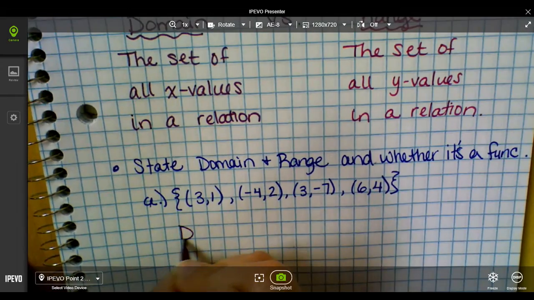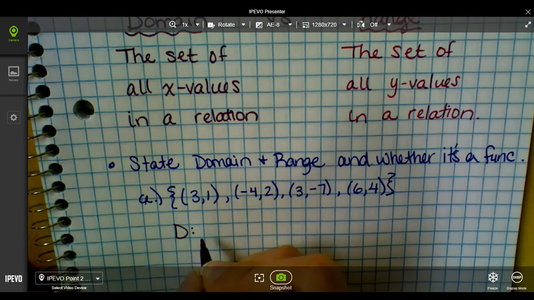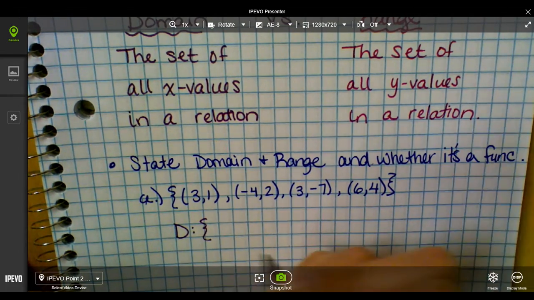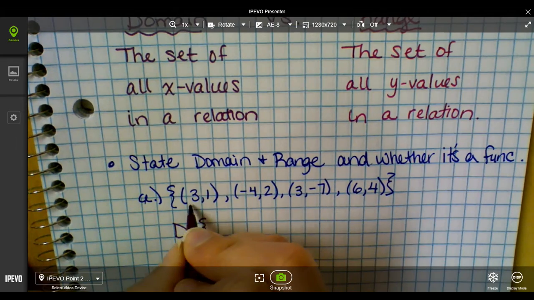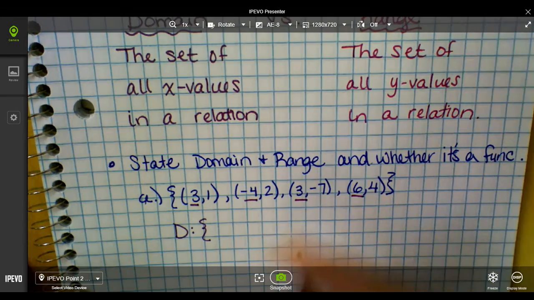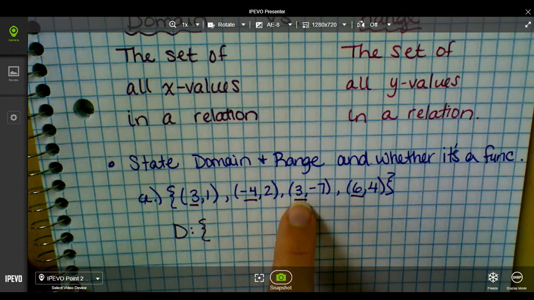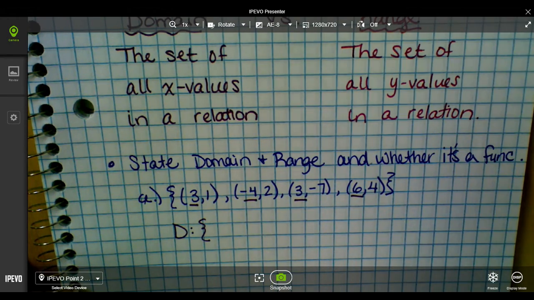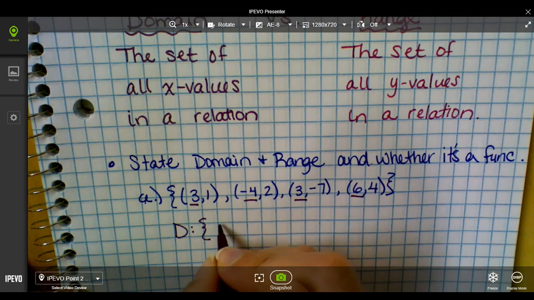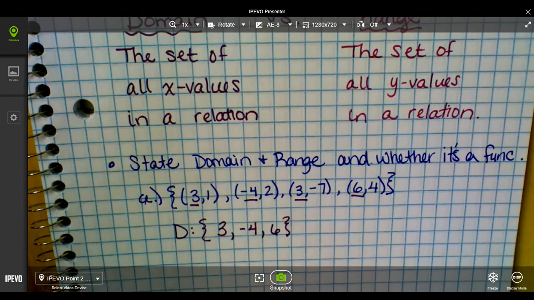So my domain is going to be the set of all of my x values. So I'm going to put them in those squiggly parentheses again. So this is my domain. I have 3, -4, 3, and 6. The only thing I want to warn you guys about is whenever something repeats, like this 3 is repeating, you don't need it twice in your set because it's already in there once. That means it's part of your domain. So I can just write down 3, -4, and 6. If you want to write them from least to most, you can do that too.